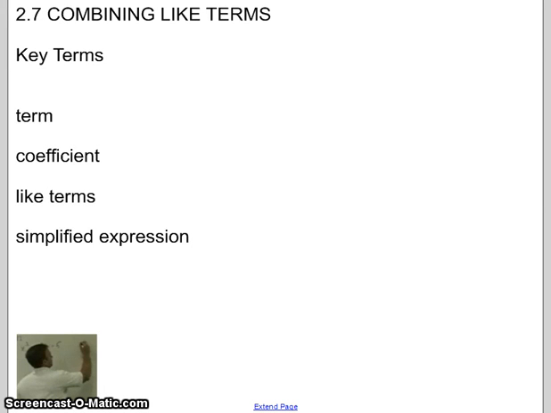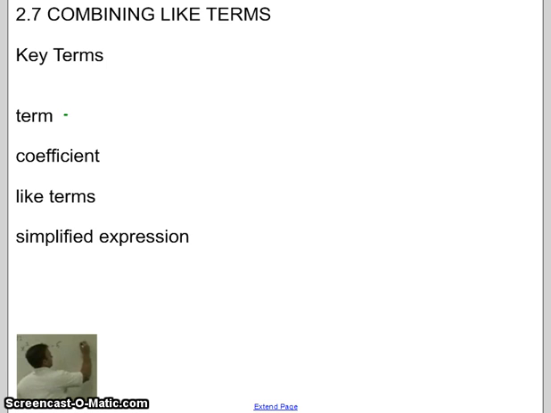Alright, now we're on to section 2.7, and we're going to talk about combining like terms. First we're going to go over the keywords for this section, starting with terms. What is a term? A term is any collection of numbers or variables together.